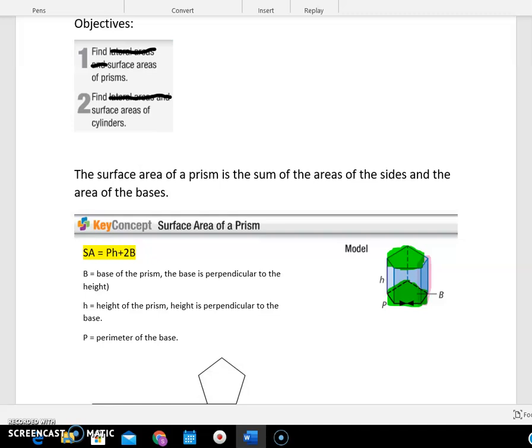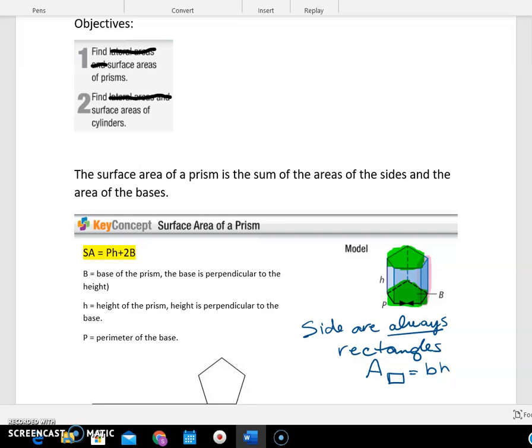So the sides are always rectangles. And that's kind of important because in order to find the area of that, we only need the area of a rectangle, which is base times height. So we take that rectangle and then find its area.